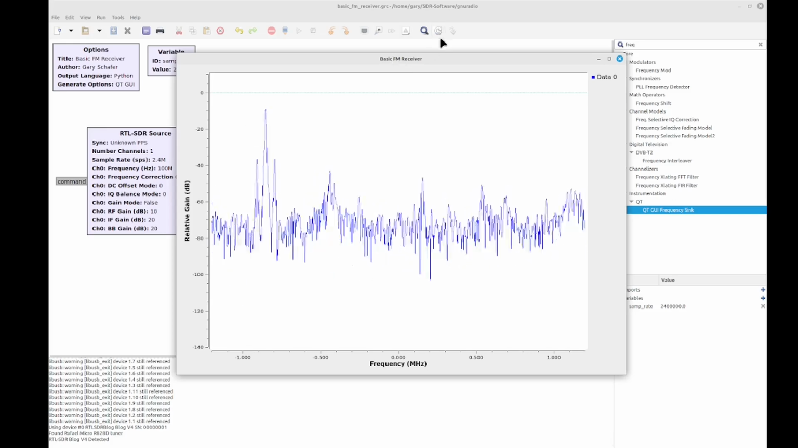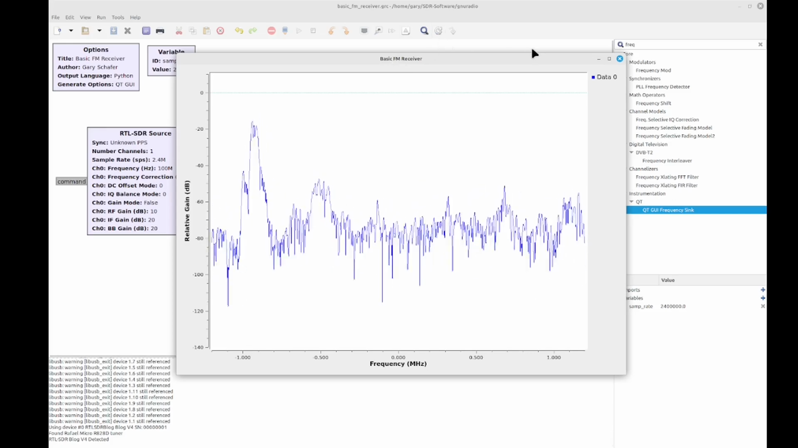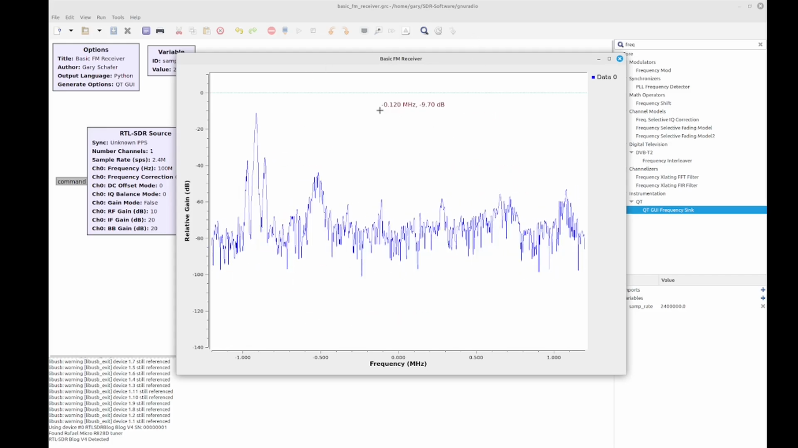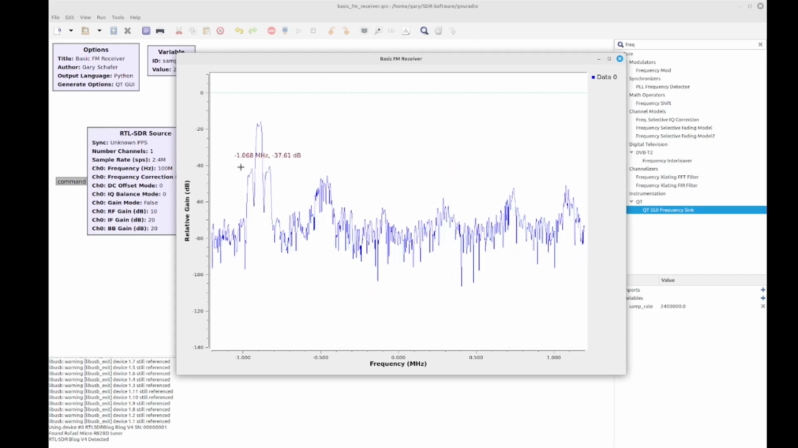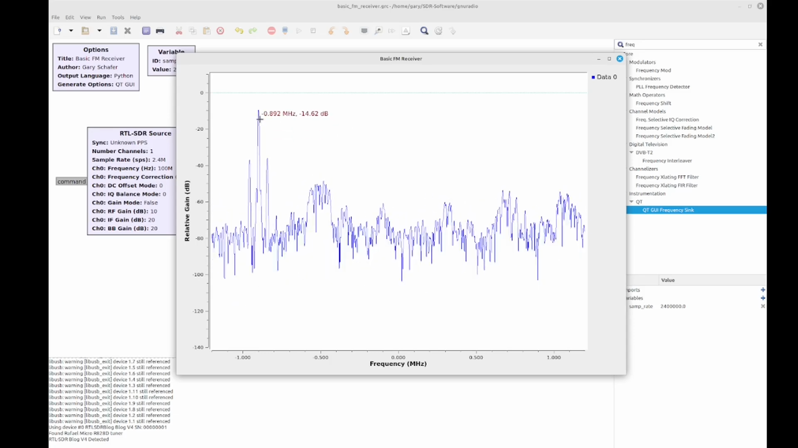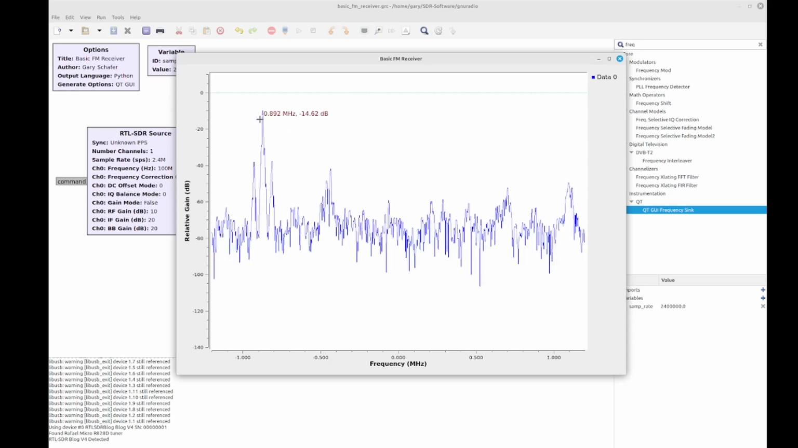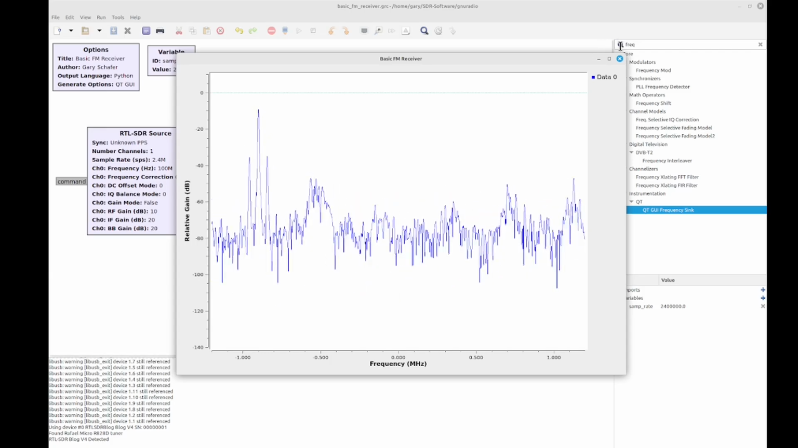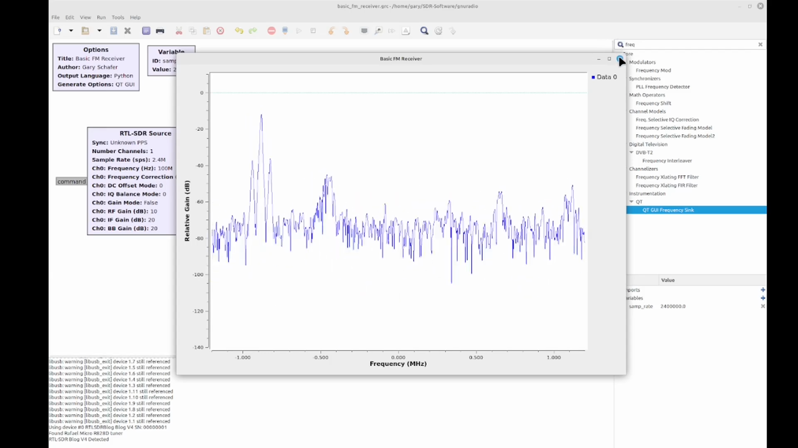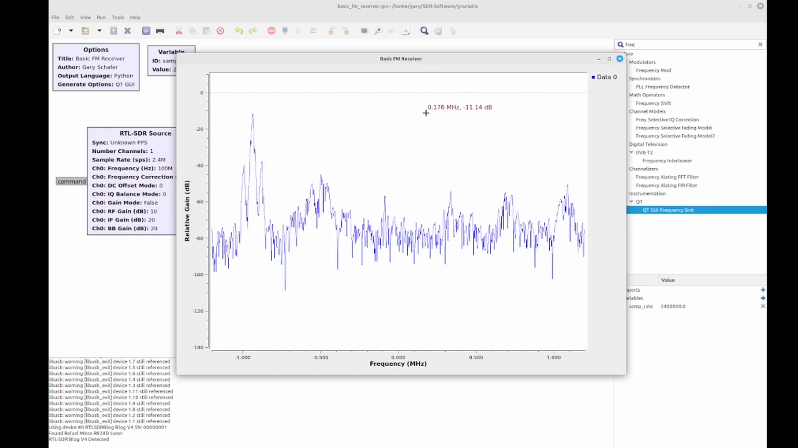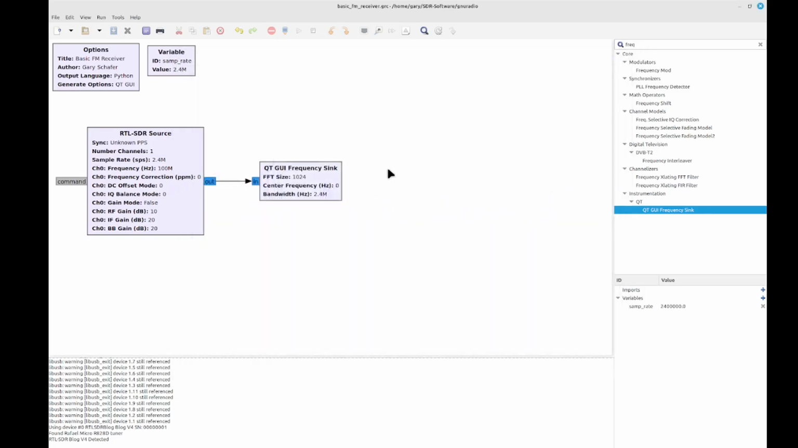Since it opened up in another window, here is the window that opened up. What this says is I'm actually seeing this big signal here, that's a 99.1. It's a station that's actually very close to me. Causes me all kinds of problems. And then I have several other stations in here as well. But what this tells me is I'm getting good samples off of my RTL-SDR source, so I can continue on.